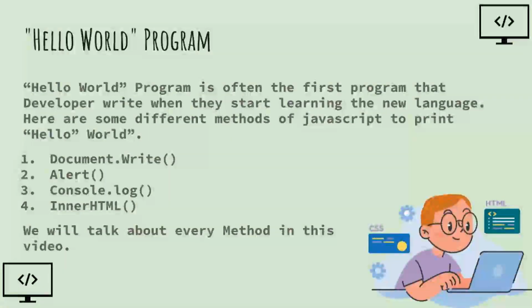Hello World program. As we all know, the Hello World program is often the first program of developers who have started learning a new language. In JavaScript, there are four different methods to print Hello World. First is document.write method, second is alert method, third is console.log method, fourth is innerHTML method. We will talk about all four methods in this video.